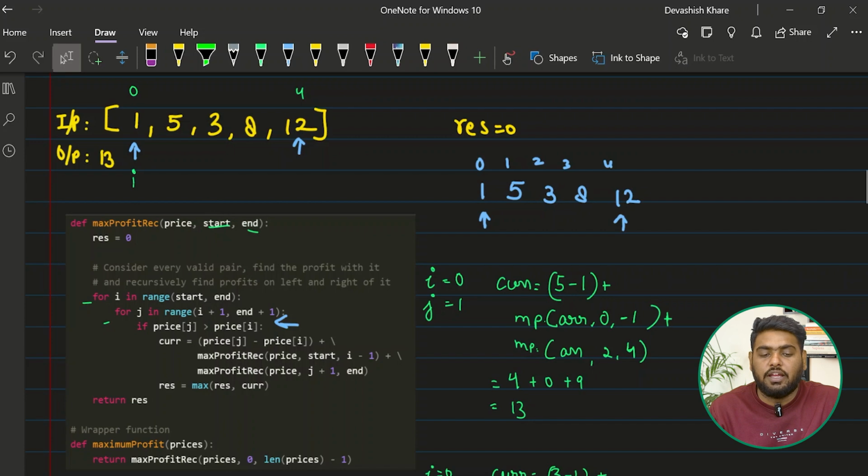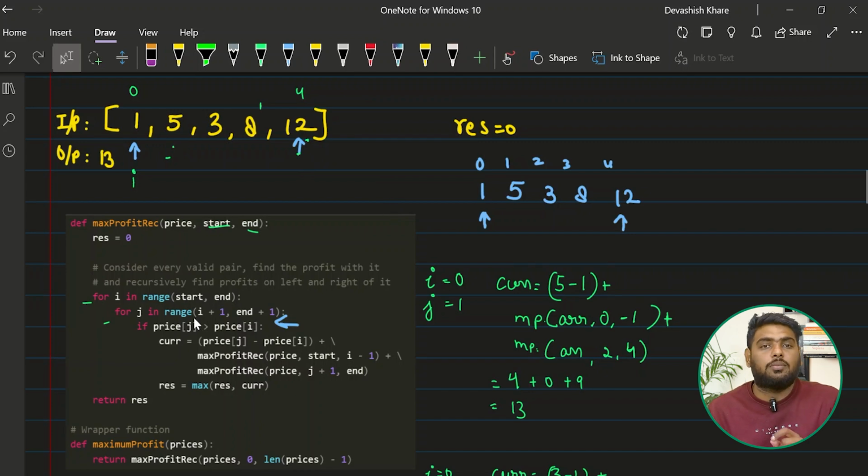Initially, my i would be here and my j would loop from this point till this point. My i would be traveling from 0 till one place before the end, which will be this one, and my j would traverse from i plus 1 to one place to the end, right? This one.